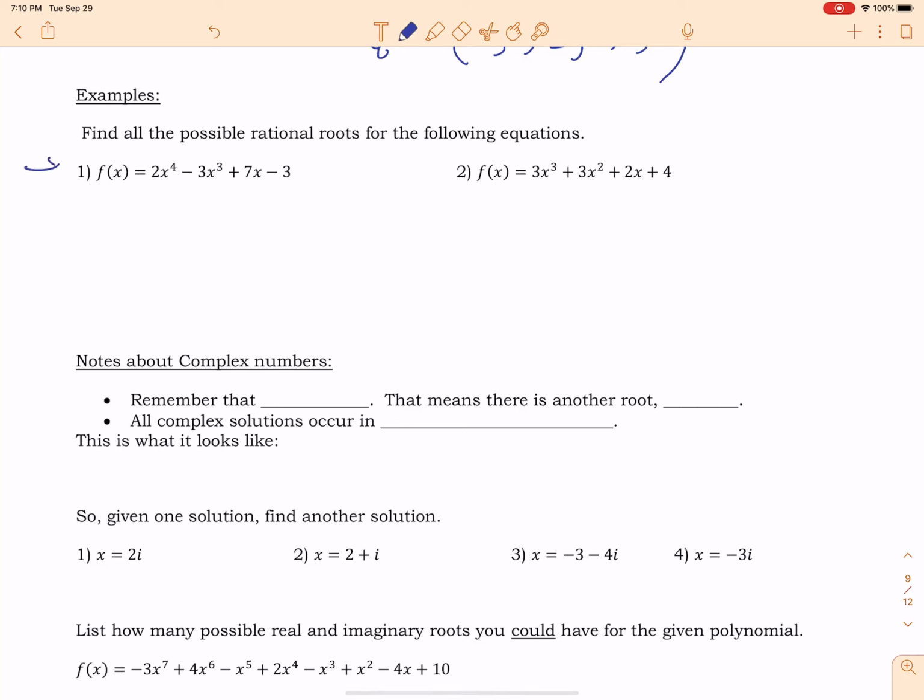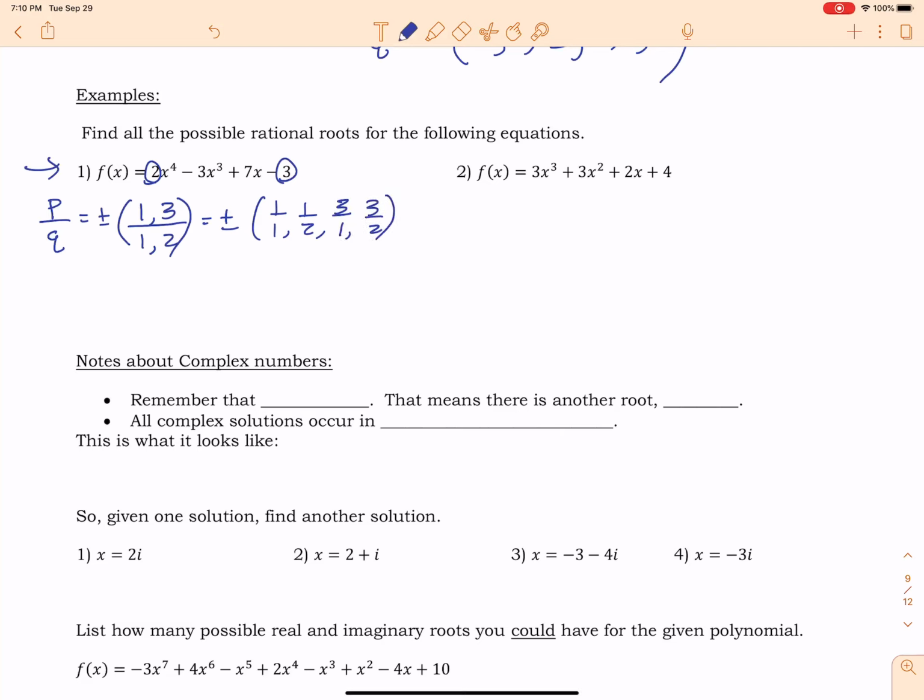Okay, so let's do another one. All right, look at this example right here. My leading coefficient is 2. My constant is 3. So P over Q equals plus or minus 1 and 3 over 1 and 2. So I'm going to have 1 over 1, 1 over 2, 3 over 1, 3 over 2. I'm going to put that in ascending order. And that gives me 1/2, 1, 3 over 2, and then 3.